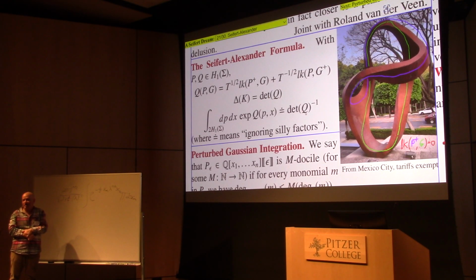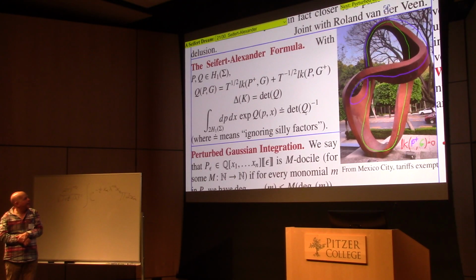It's a standard formula in analysis. So H1 sigma is really H1 sigma R, and this is not a discrete sum, but an actual integral. Yeah, it's a vector space, and it's an integral over a vector space. And it's H1 with real coefficients.